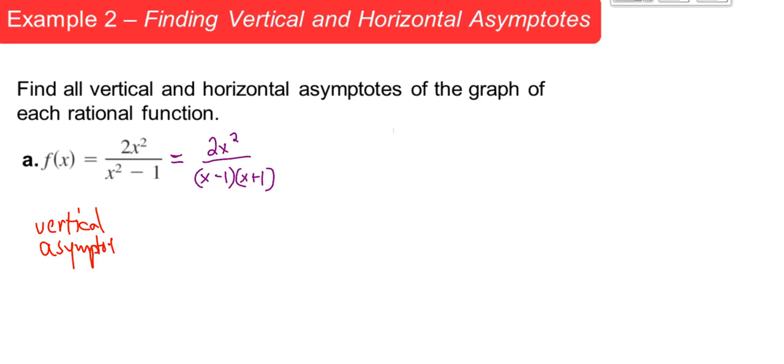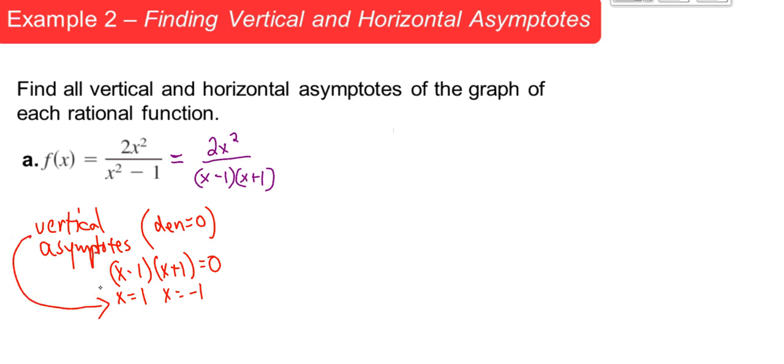Vertical asymptotes are going to be when we set the denominator equal to 0. So x minus 1 times x plus 1 equals 0. So this is x equals positive 1, and this is x equals negative 1. So that's where the vertical asymptotes are.